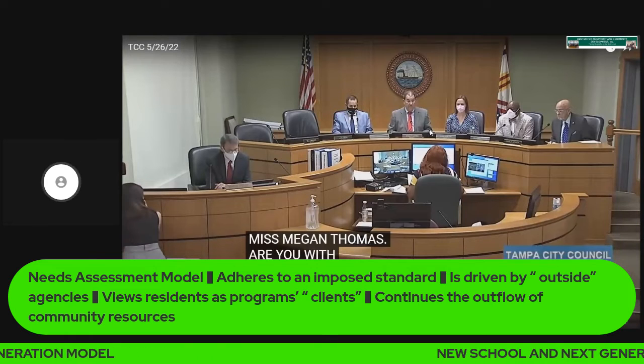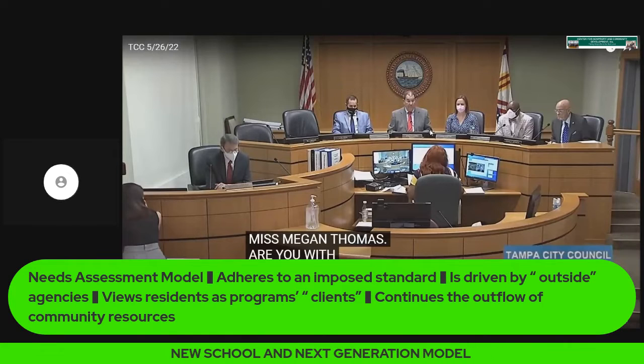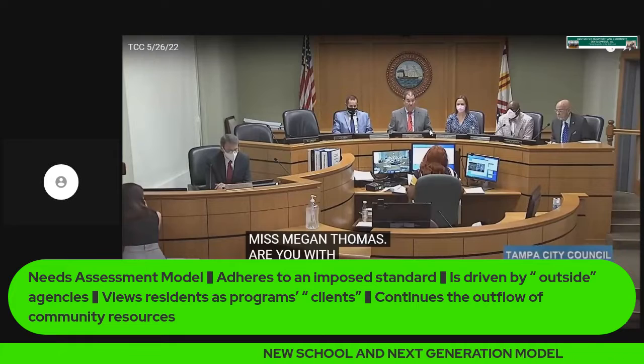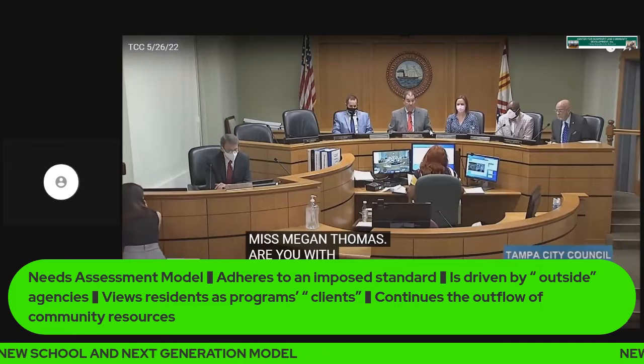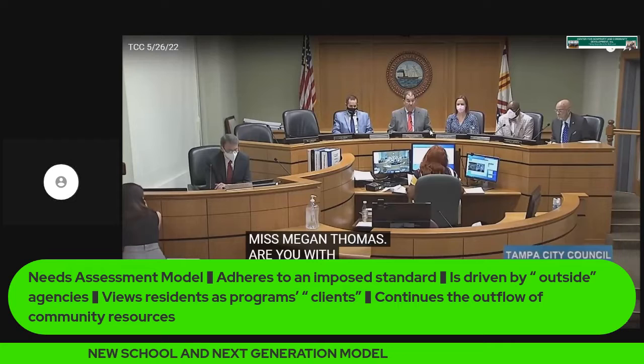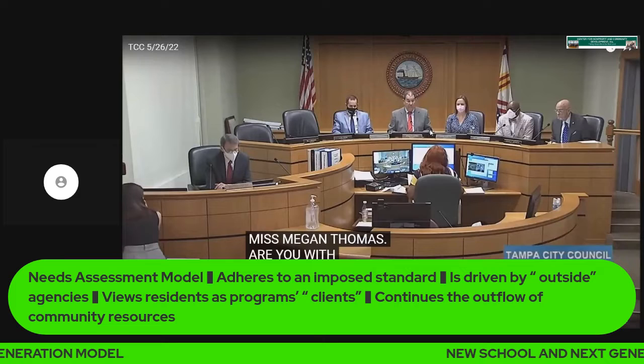But the need assessment model can be viewed as a half-empty model when it comes to community building. Well, what are some of the characteristics? Well, it tends to be driven by outside agencies. It tends to view residents as program clients. And it continues the outflow of community resources. Remember that. It continues the outflow. You're going to learn about inflow when we talk about asset mapping.